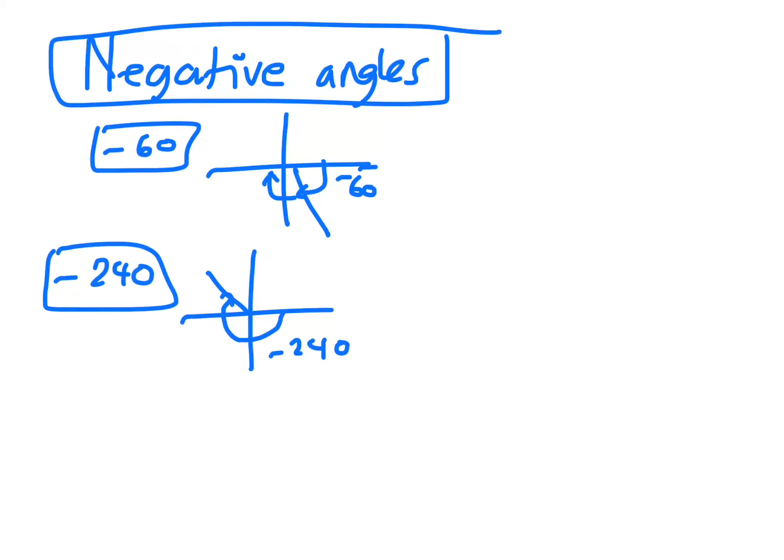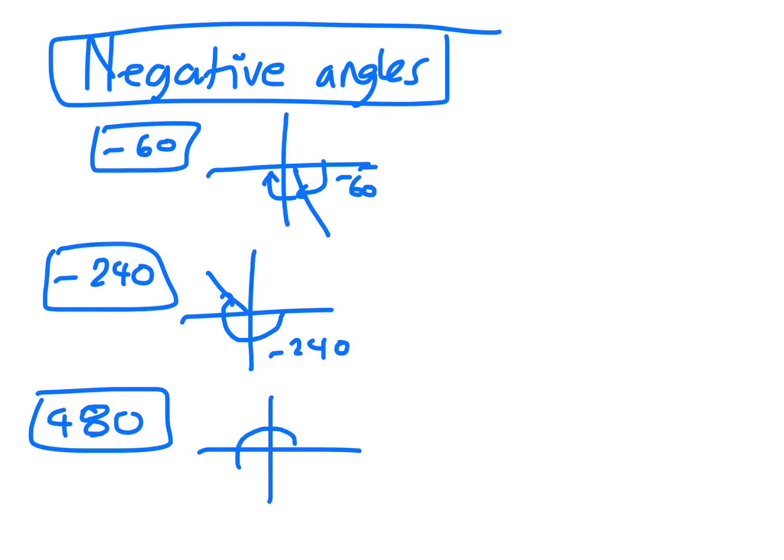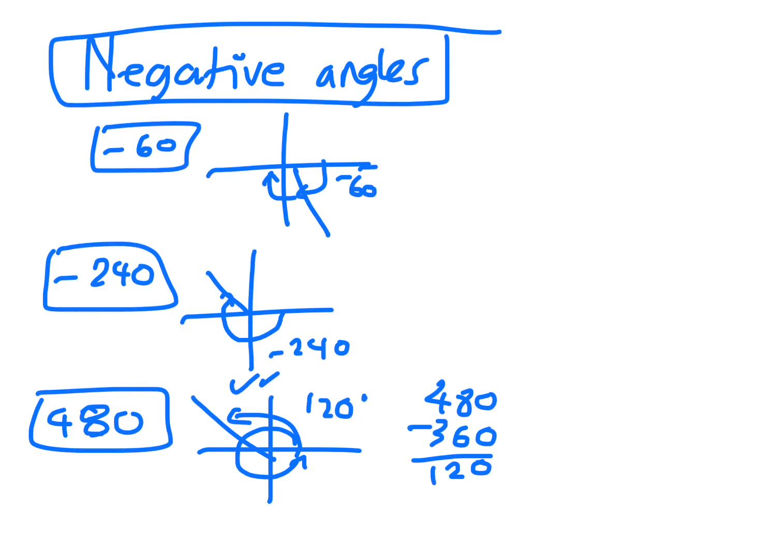Okay, if you have an angle bigger than 360, like say you have 480, what that means is you go around 360, and 480 minus 360 would give you 120. So that would put you into that quadrant there. So 480 is equivalent to 120.